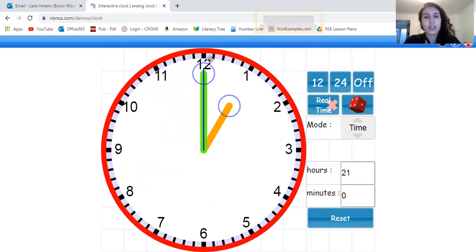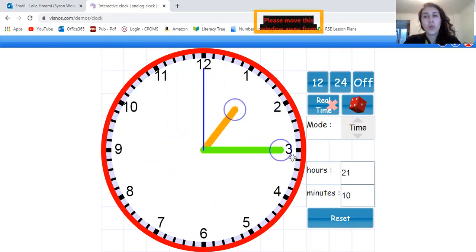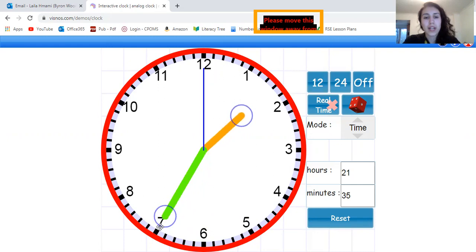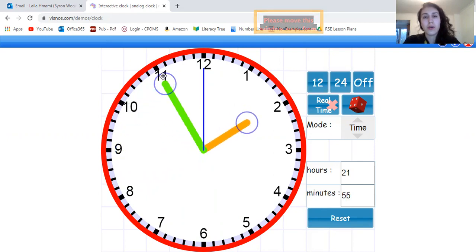Let's do that again. So we're not looking at our hour hand this time, we're just looking at the minute hand. So o'clock, 5 past, 10 past, quarter past, 20 past, 25 past, half past, 25 to, 20 to, quarter to, 10 to, 5 to, o'clock. Lovely.